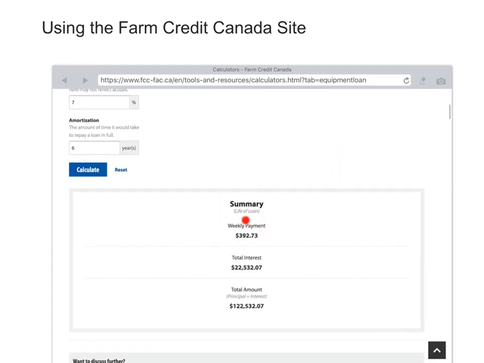So we're going to use the Farm Credit Canada site in order to investigate what happens when you change the frequency of the payment, but we still want to be paying it off in a certain period of time. Okay, so the interest rate won't change and the period of time won't change. We're just going to be changing when that payment is and investigating the total interest.